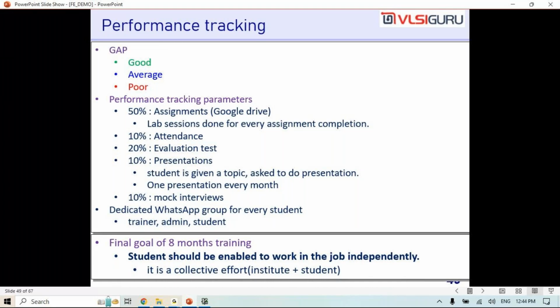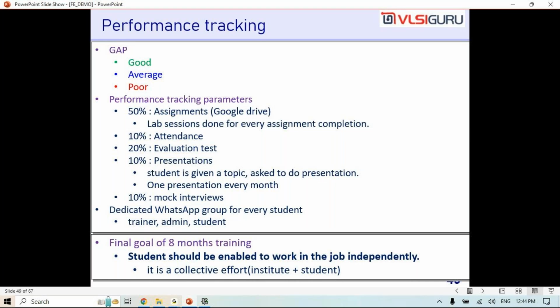Students should be enabled to work in the job independently. When you go to a job, let's say tomorrow you are hired in Qualcomm, there you should do the work without any support from your seniors. They won't give you some complex research or development work. They'll give you simple work. Are you able to understand that work? Are you able to implement that requirement? That should be the thing.